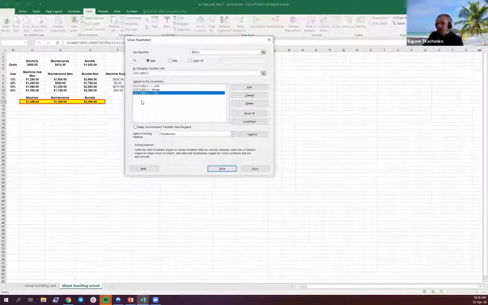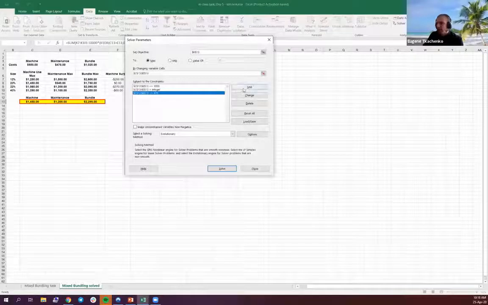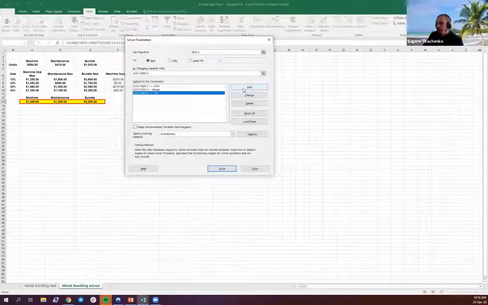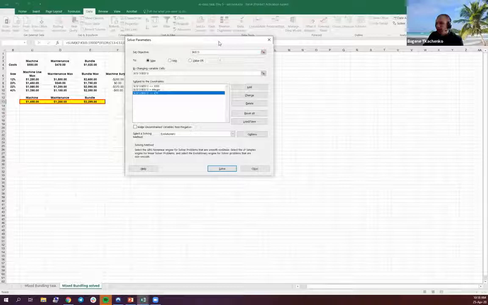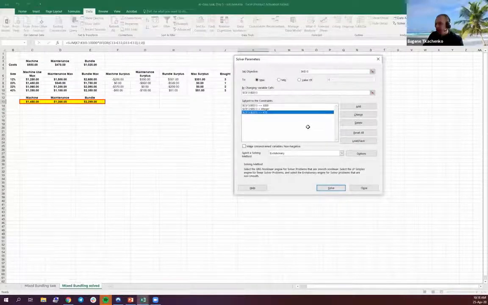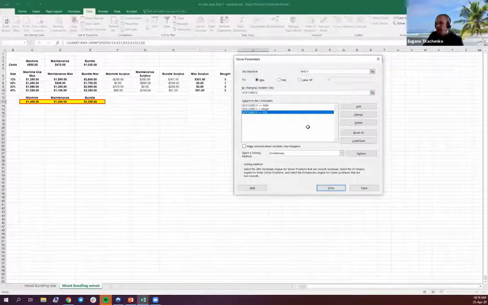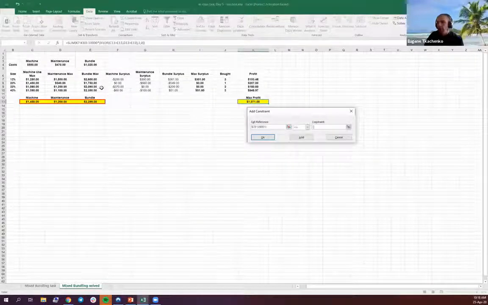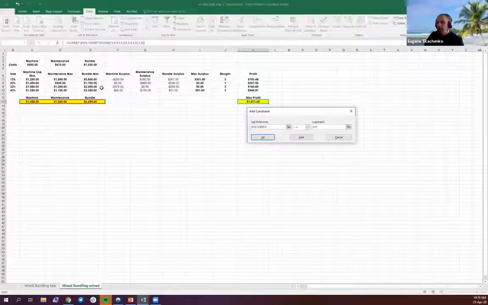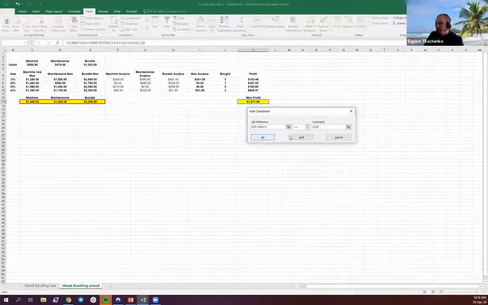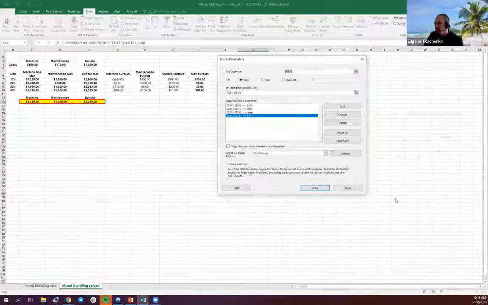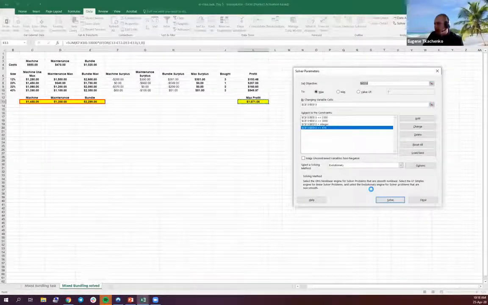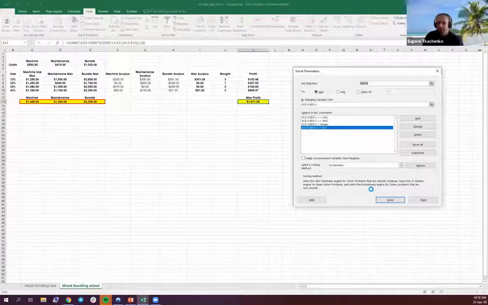In my case, I should have added other constraints, something like this, and the value would be 2,350. Still lower than the bundle max, but let's give it a try. Maybe it will improve our model. I'm just hitting solve. We'll see, maybe it will return an answer fast enough so we can view it.